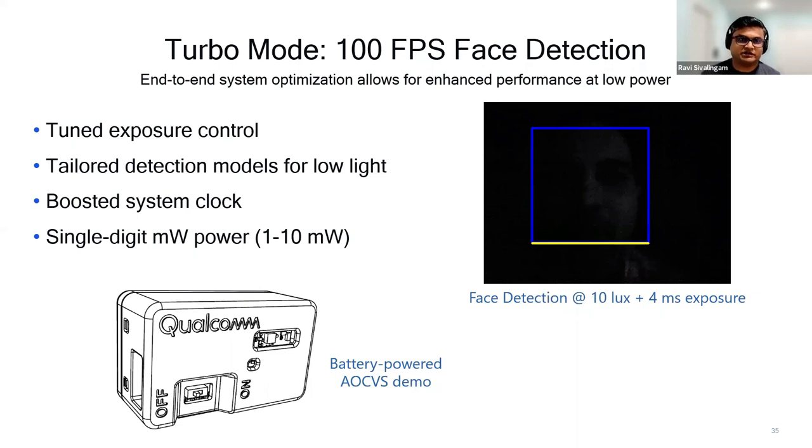We've actually demonstrated at a previous tinyML event 100 FPS face detection. This is what we call turbo mode. And this is something that's not been seen anywhere else: 100 frame per second face detection operated at milliwatt levels of power. We've had a battery operated demo that looks like that. I'm sorry, I don't have it with me right now because we're all working from home. But this is a setup where the QCC112 is located here, and there's just an LED indicator that turns on whenever there is a face detected.